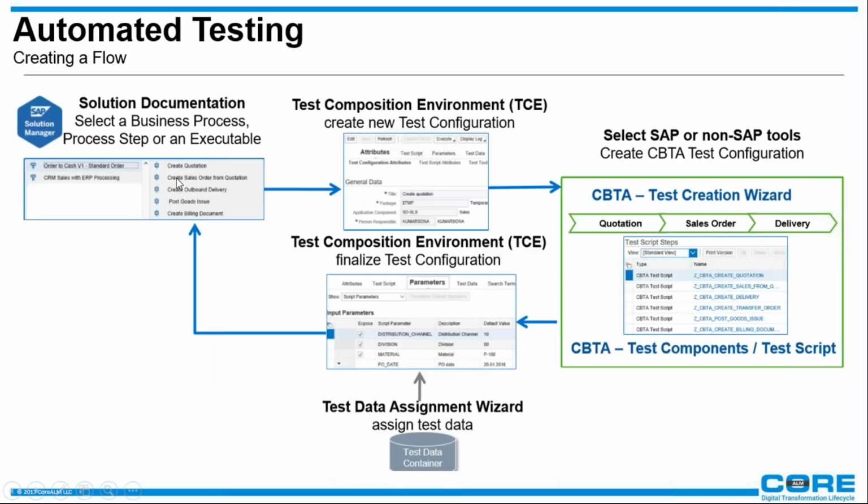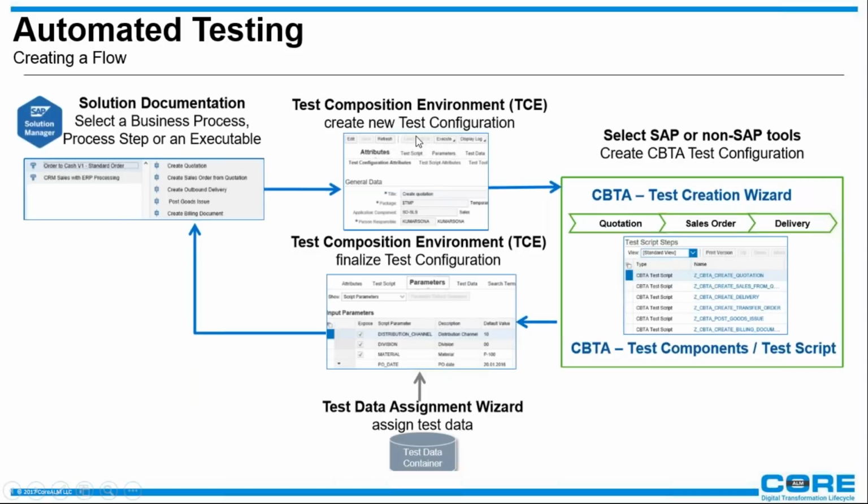But if you start out in solution documentation, you're attached to the executable, and almost all the attributes now will get populated for you as you move from solution documentation. But the other way to do this, and you'll see it in the demo, is with the test repository. You can create a test configuration, and you may want to do that sometimes. Maybe the solution documentation is being built, and in parallel, you want to begin doing some automation.